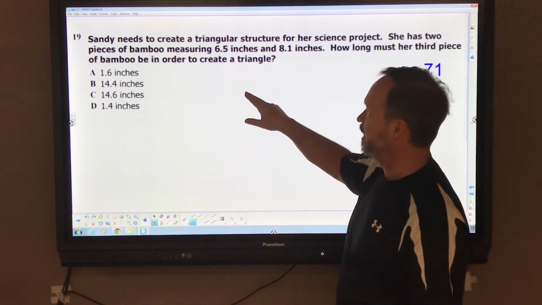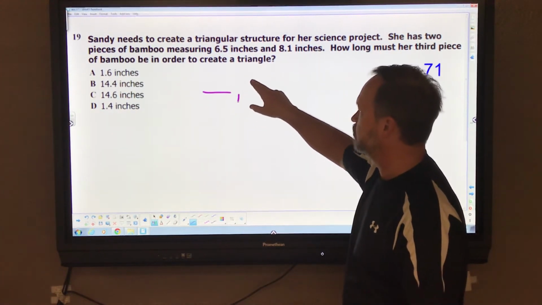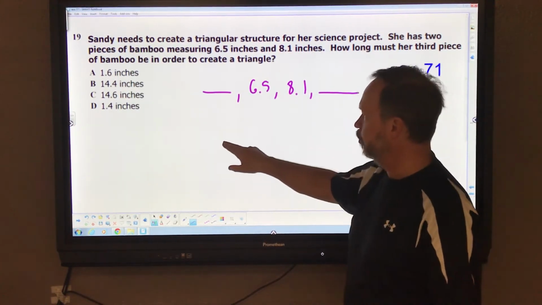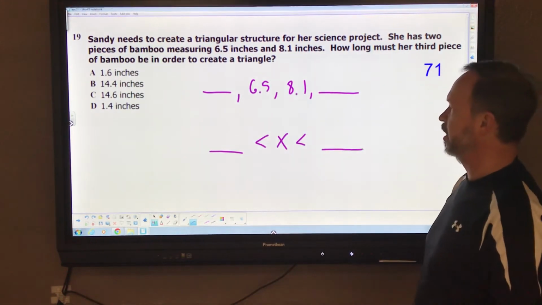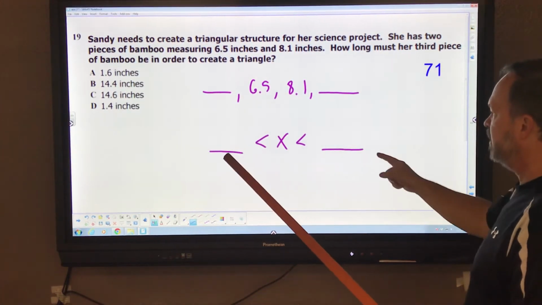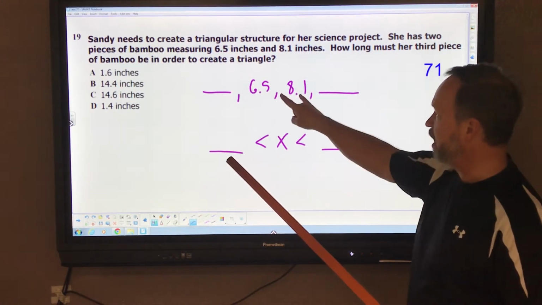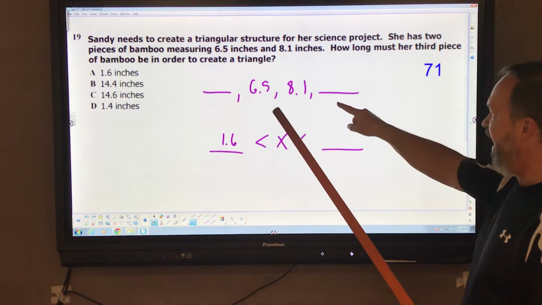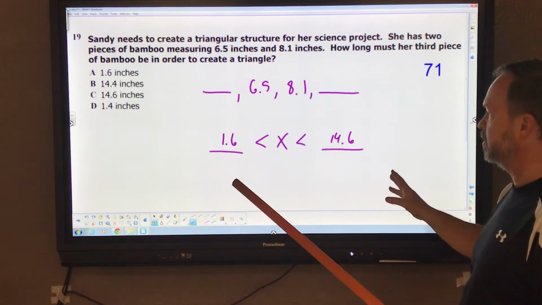And so the way we looked at that, we did a couple of things. We did this with a 6.5, an 8.1, and a blank. But really what we were doing is saying that X is going to be squeezed in between these 2 numbers. X being the unknown side, the third piece. And how do we find these 2 numbers here? Remember, there's not an equal here. It's just less than, less than. How do we find these 2 numbers here? We subtract, and I believe that's 1.6, and we add, and I believe that's 14.6. So the potential is it has to be between here and here.